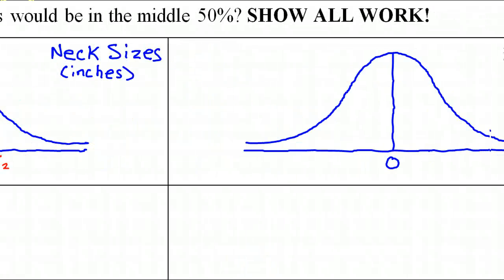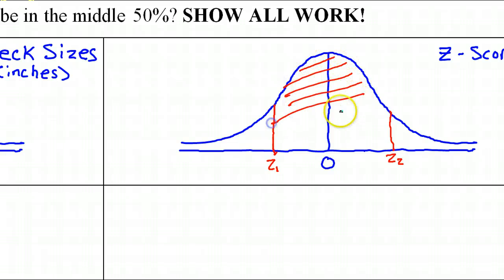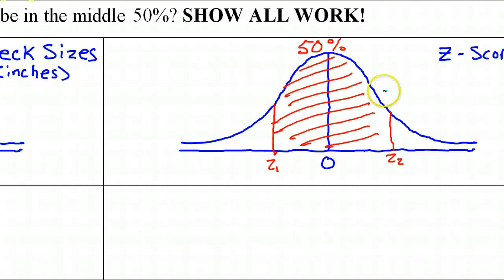Similarly, we'll set up the same type of picture over here, and we're going to have to find the z-scores. I will call them z1 and z2. Again, we're trying to find the neck sizes and the z-scores that would make this the middle 50% of the data. So how will we do that?